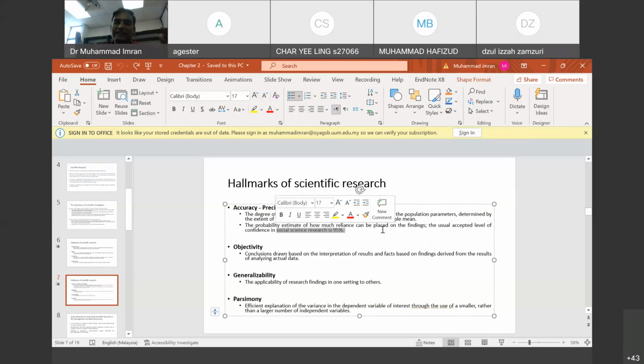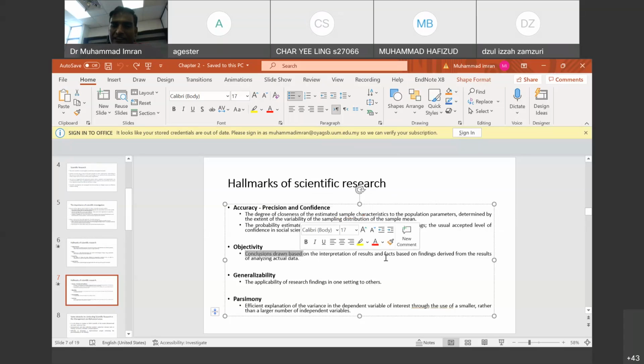And objectivity: the conclusion is drawn on interpretation of the results, fact-based, derived from the results and analyzed actual data. It means we converted subjective data into objective data. Okay, so generalizability, let's go.